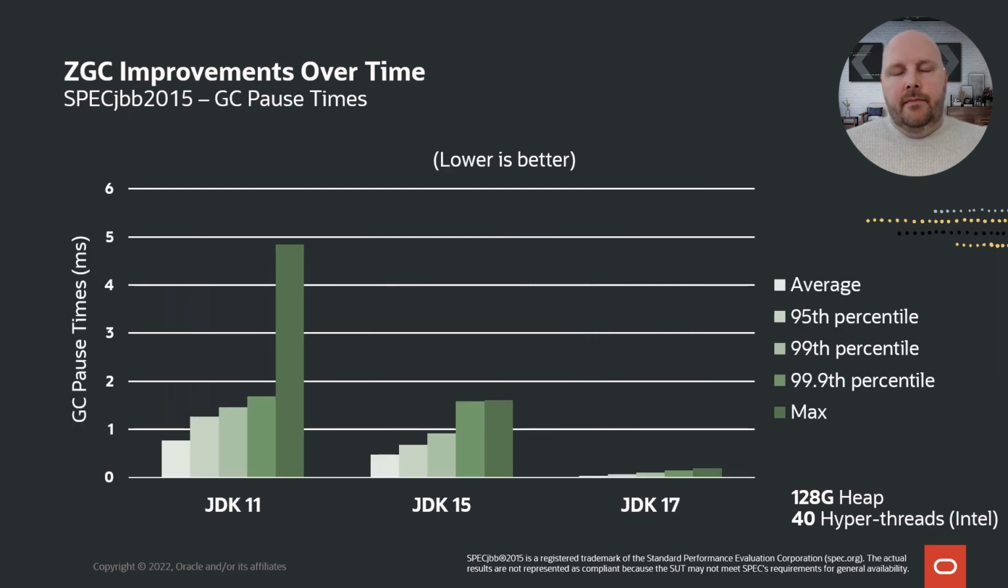Maybe even more interesting is to look at how pause times have improved over time. Here we can see that back in JDK 11, where ZGC was experimental, it struggled a bit here, had a max pause time of almost 5 milliseconds. But since then, a lot has happened and things have improved. And nowadays, pauses are constant and they're essentially well below 1 millisecond and essentially a non-issue for most applications.